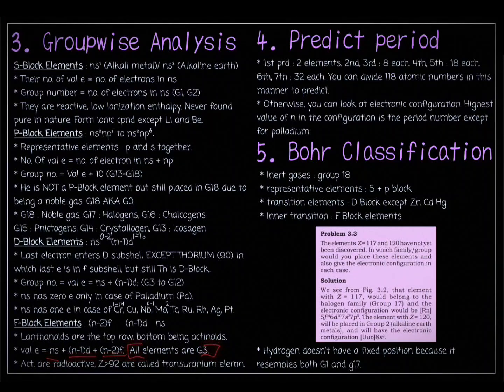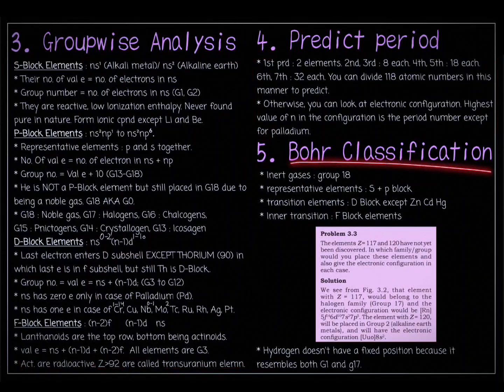It is because all of them show the third oxidation state, and actinoids are radioactive, and elements with Z greater than 92 are called transuranium elements. This is a guide on how to predict the period of an element. Look through it. I am positive you know that already.